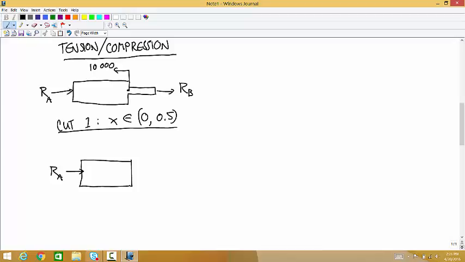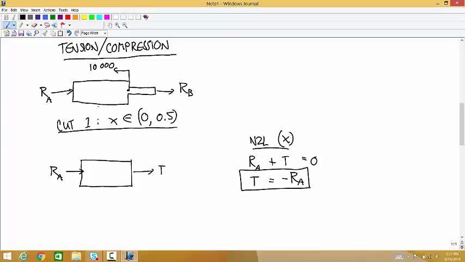So we have an RA there, no matter what x we choose. We haven't gotten to the 10,000 yet, so the only other thing we have is a T here, and in general we would also have the shear force and the bending moment, but those are going to be 0 here. Newton's second law, x component says RA plus T is equal to 0, so T is equal to negative RA. Okay, so that's the relationship between the internal tension and the external force RA for the whole fatter part, the whole bigger cross-section.